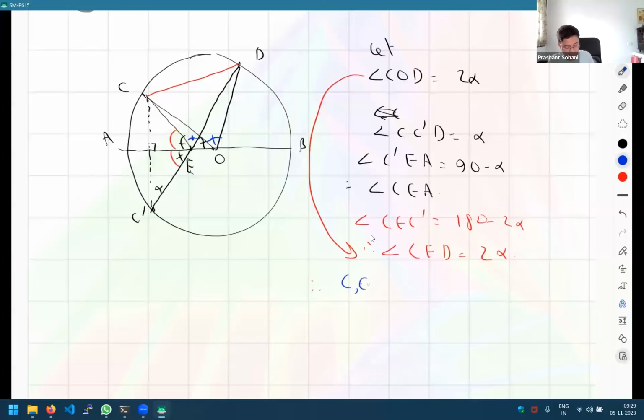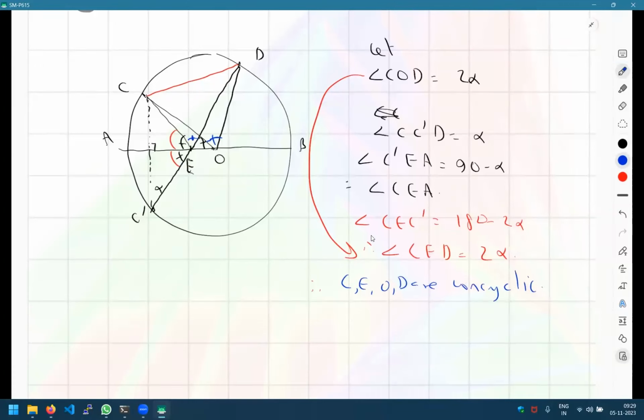Therefore, C, E, O, D are concyclic. And as CD is a constant length, 2 alpha is constant. So we prove both. Correct. So basically, both parts of the question are done in one go. Because what we are able to show is that first, circle CED always passes through O.